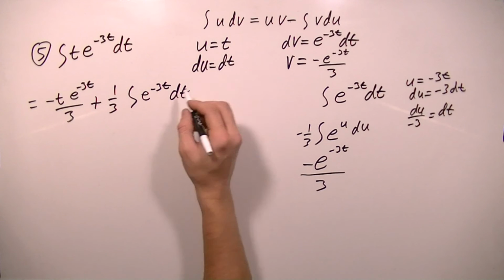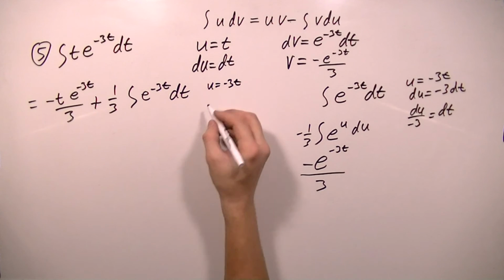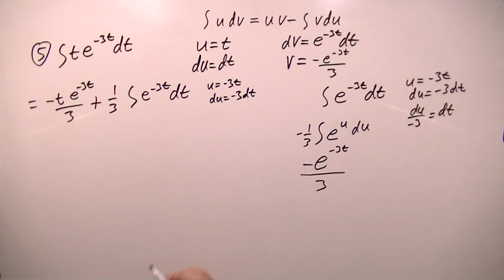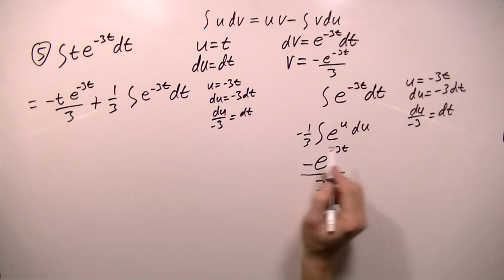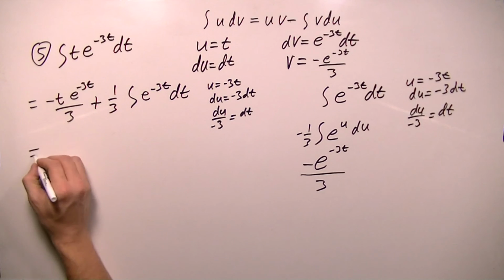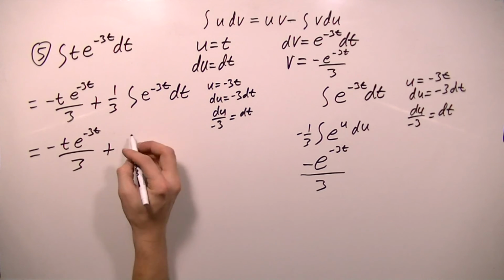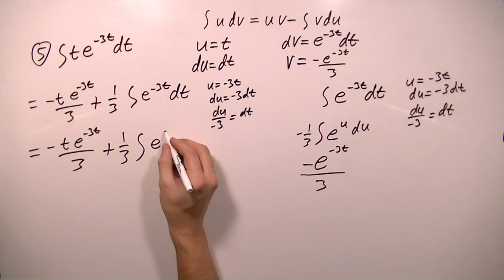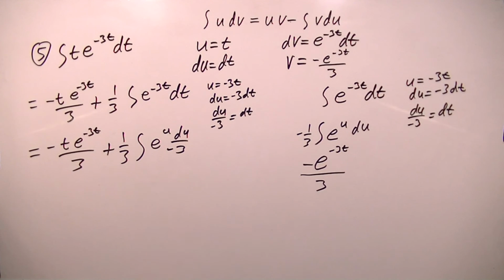Now when I go to take this integration, I'm going to have to use a substitution. That u equals negative 3t, and du equals negative 3 dt, so that du over negative 3 will equal dt. And you can see this is the same substitution that I made before. So I'll rewrite this: negative t e to the negative 3t over 3 plus 1/3 times the integral of e to the u du over negative 3.